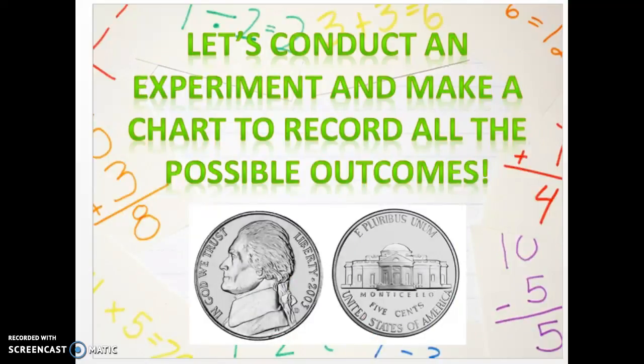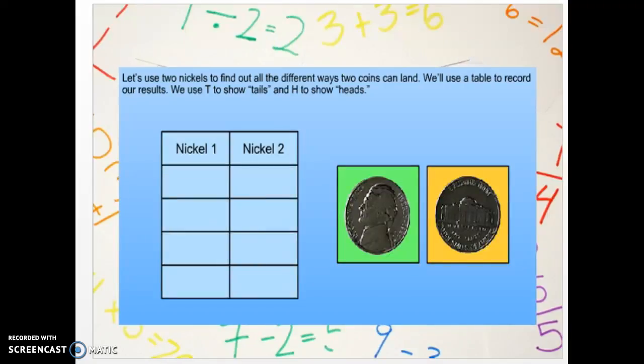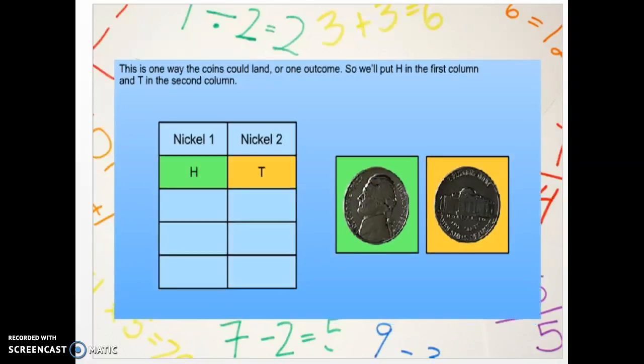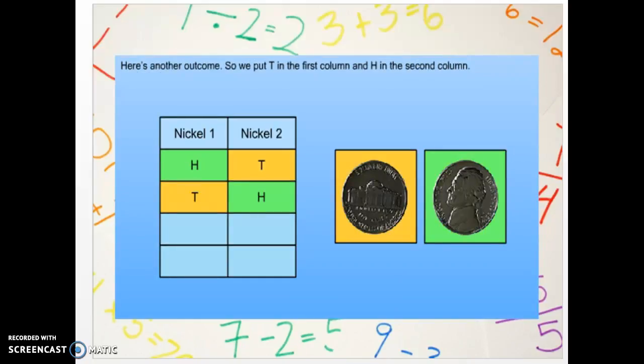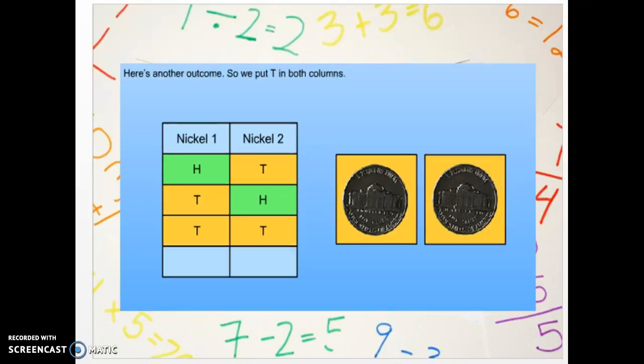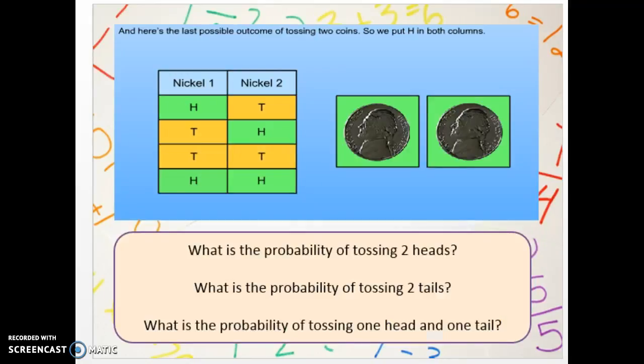We're going to conduct an experiment and make a chart to record all of our possible outcomes. I have 2 nickels. I'm going to flip each nickel and record if I get heads or tails. On the table, I'll put a T for tails and an H for heads. One option that I have when flipping my coins are heads for nickel 1 and tails for nickel 2. Another option I have is tails for nickel 1 and heads for nickel 2. I also have the option of getting tails on both nickels. And finally, I have the option of getting heads on both nickels.